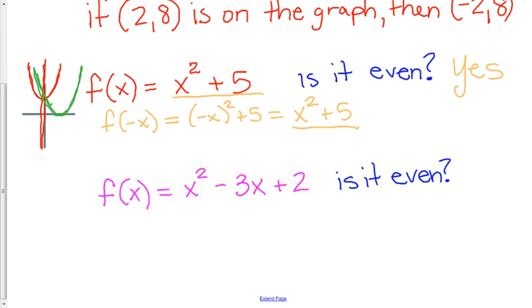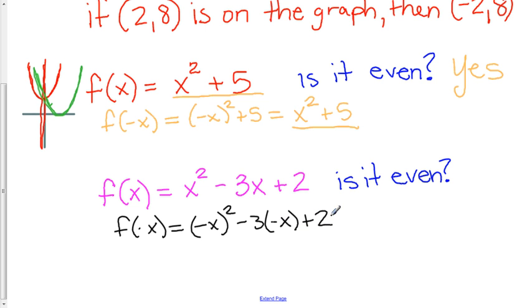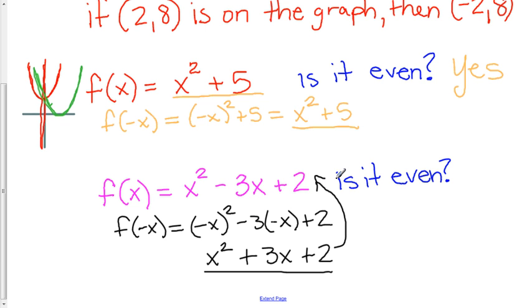So looking at our second example here, proving or trying to prove or find out if it's even or not, again, find out what f of negative x is. And you would get a negative x squared minus 3 times negative x plus 2. Squaring a negative would get you a positive x squared. A negative 3 times a negative x is going to be a plus 3x, and then plus 2. And now this function is not the same as that. And so therefore, we would say no, it is not even.